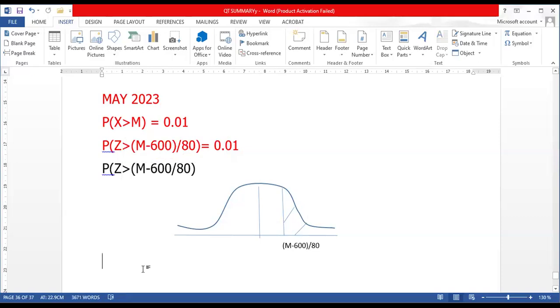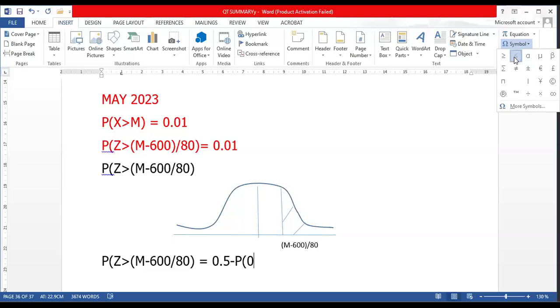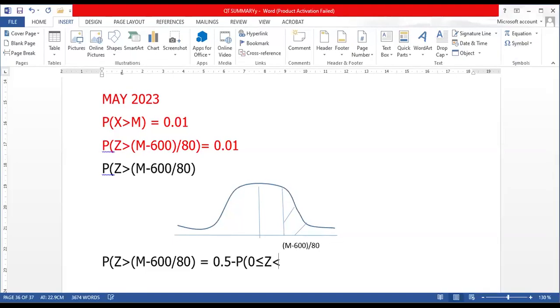So we say that the probability of this will be equal to what? Who can tell me what do we say when you're looking for this? You get 0.5 minus from here to here, which is the same as probability of 0 less or equal to z, less or equal to the value here, the value of z.